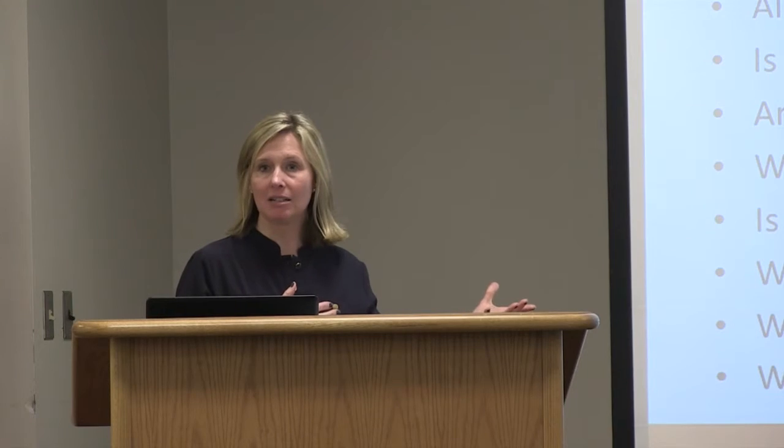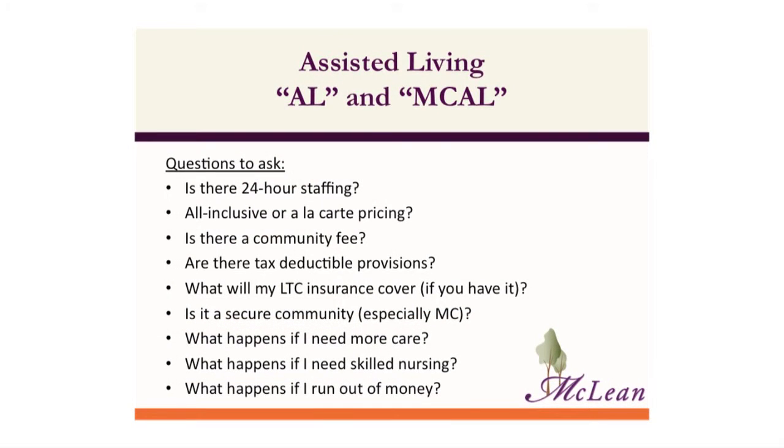Do you provide it here? That's a question. And the last one, and this is a big one: what happens if I run out of money? If you're paying thousands of dollars a month in an assisted living community, chances are you may deplete your assets. You may spend down your money. What happens then? When do they let you know that you've got two or three months left?